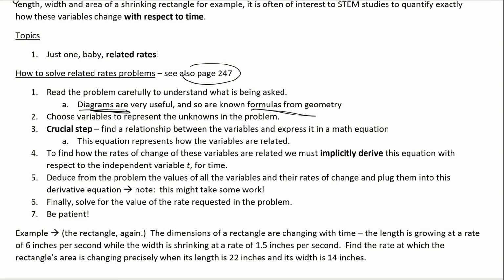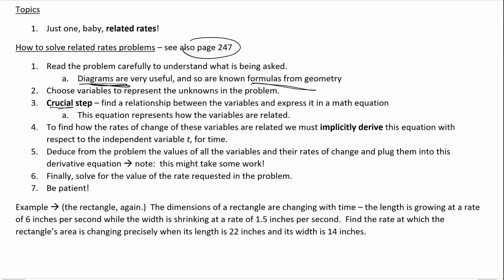The next step is to choose variables to stand for the unknowns in the problem, whatever they might be. The crucial step is to come up with the relationship between all the variables. Once you have that, the rest is gravy. To find the rates of change, you implicitly differentiate the equation, whatever you have, with respect to your independent variable, time. We've been doing that a few times now, so that shouldn't be too shocking.